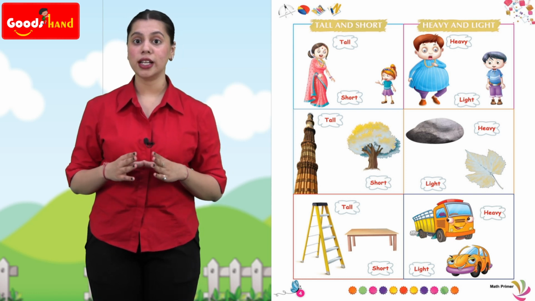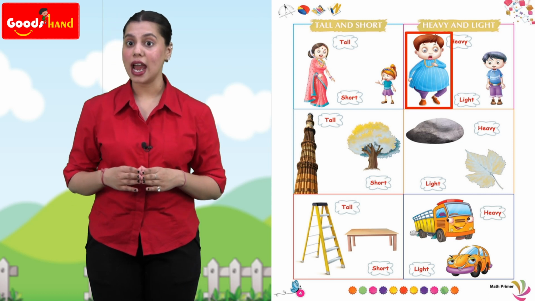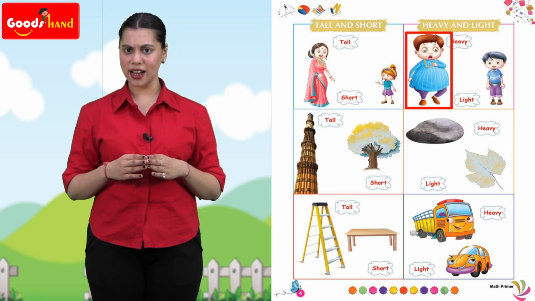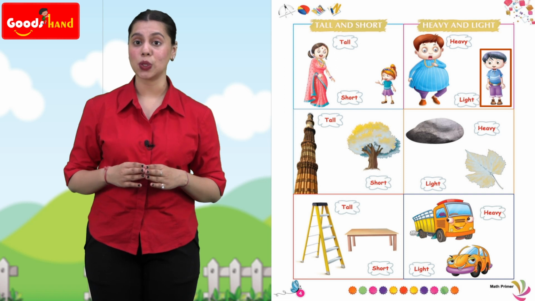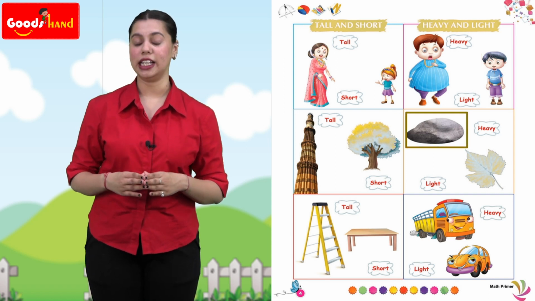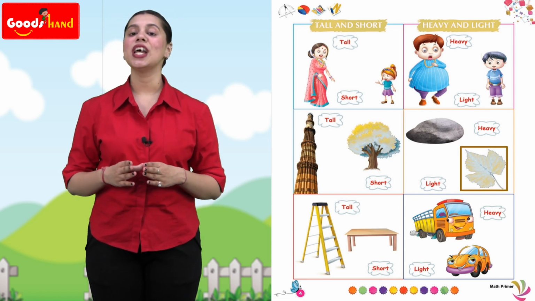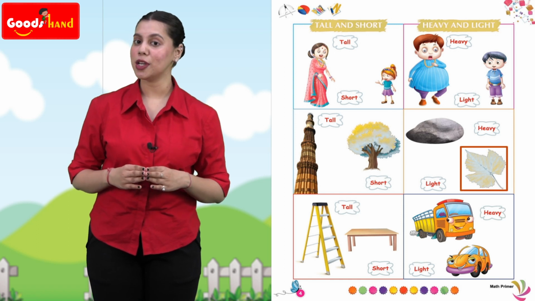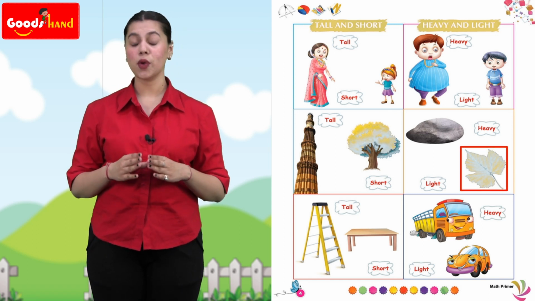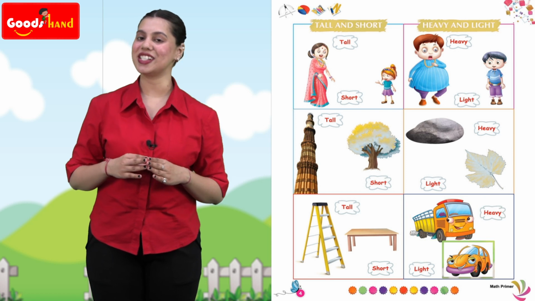Now move forward to the heavy and light. The uncle is heavy and the kid is light. Now we have the stone, which is heavier than a leaf, which is light. Now we see the other picture, which shows the truck, which is heavier than a car, which is light.